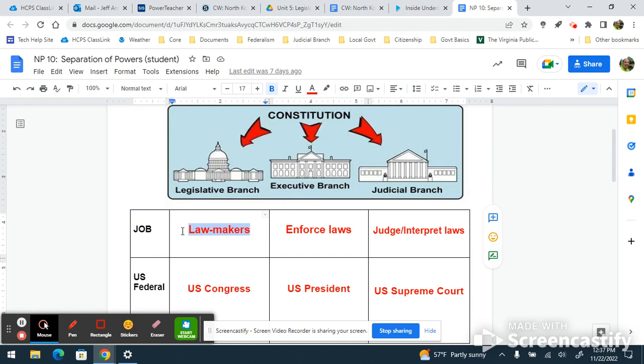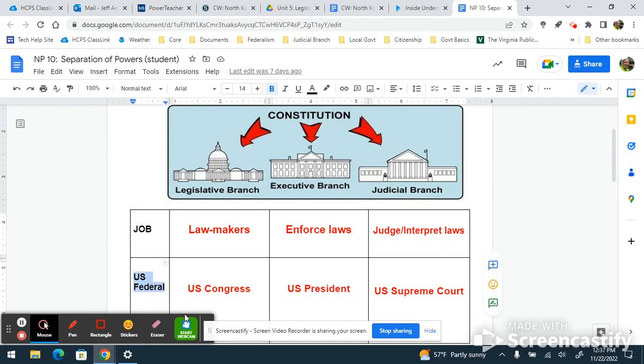They make the laws. The executive branch, all that branch can do is enforce the laws. Make sure that the laws the legislative was making actually get carried out in real life. And the third branch, the judicial, their job is to judge and interpret or tell us what the laws mean in real life situations. Each branch is made up of a different group of people.